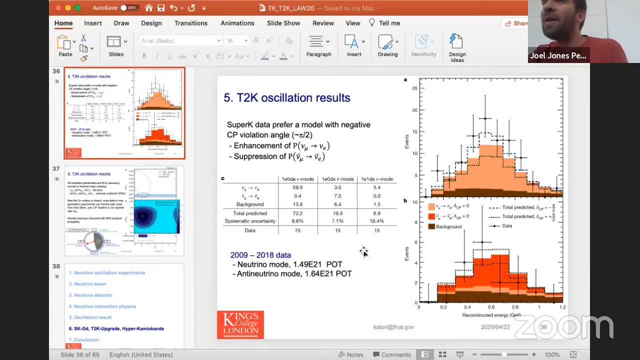So let's see, Pablo Miguel Cifuentes is asking a question. Let me translate the question a little bit. The question is, why can't you distinguish Majorana neutrinos in these experiments? What is the difference between Majorana and Dirac?